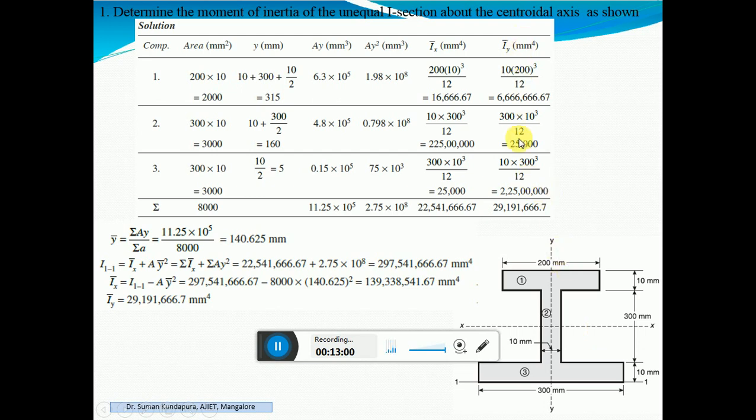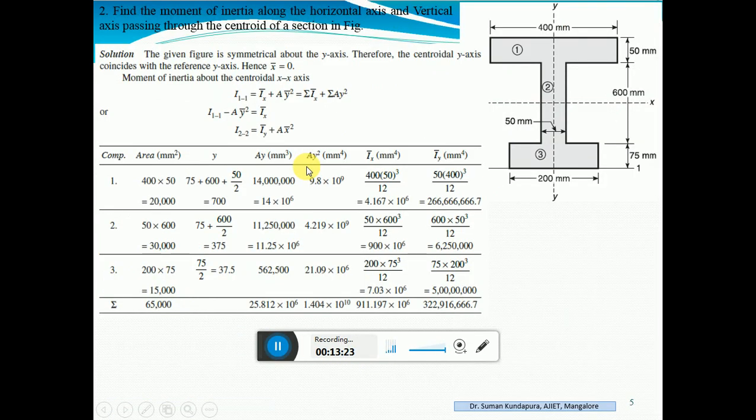Iy bar is directly the summation of the moment of inertia of the different elemental strips, all the components. That is this much. Same answer, because this is symmetrical about the y-axis. So we'll move on to the next problem.